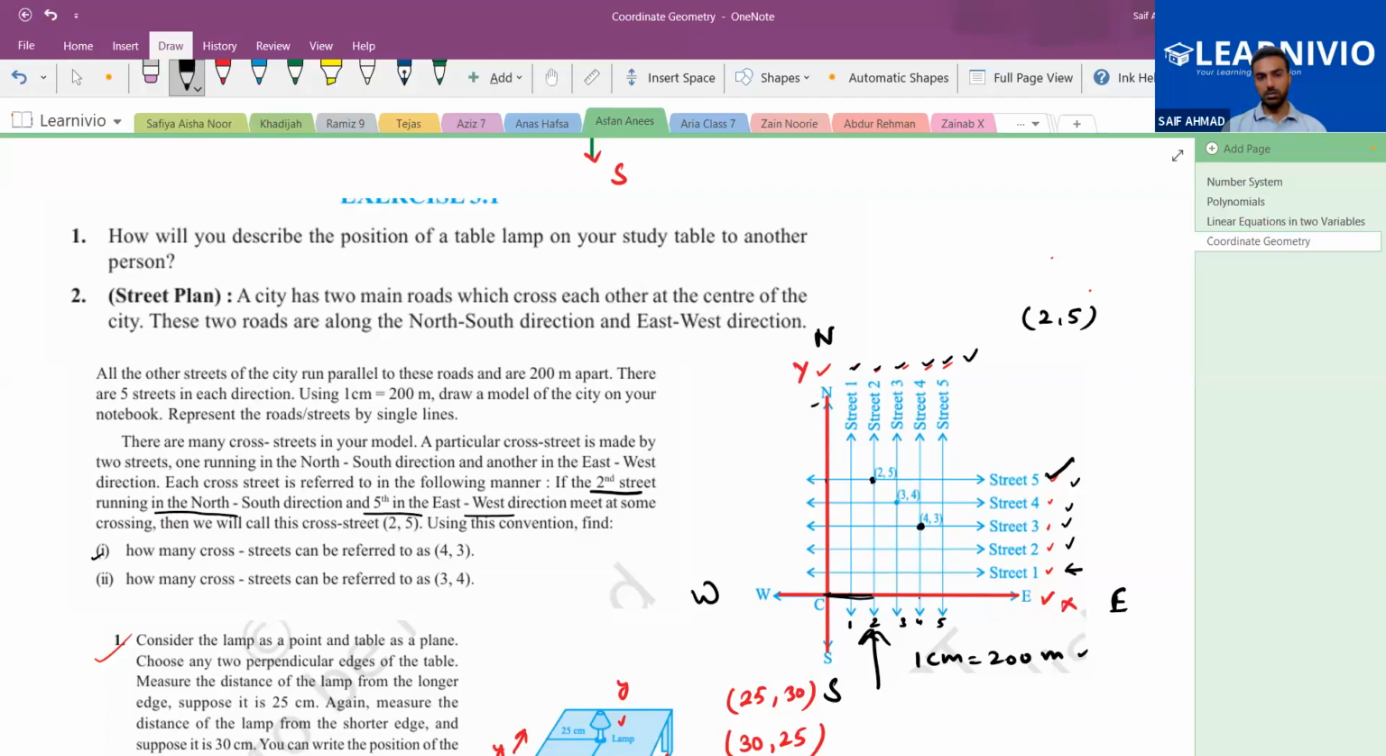As well as how many cross streets can be referred to as 3, 4? So 3, 4 is always as well as two streets can be explained. Okay. Note it down.